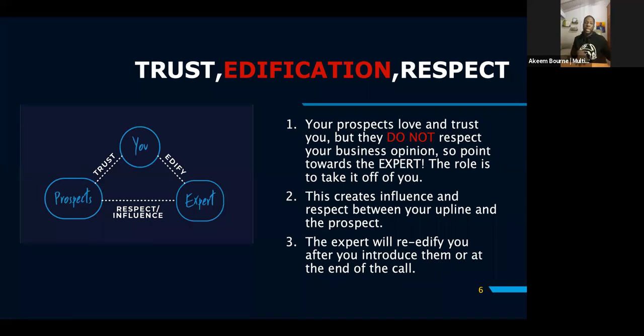If you don't like the person, no problem. If you love the person, great. If you don't love them, whatever. Just understand that you want to match and you want to be able to get the process done effectively so that you can get results. Then I have here the expert will re-edify you after you introduce them or at the end of the call. And when we go through the practical application of this, whether we do it on Monday or next week, Wednesday, there are points that we're going to hit home and emphasize so that we all can win and grow together.